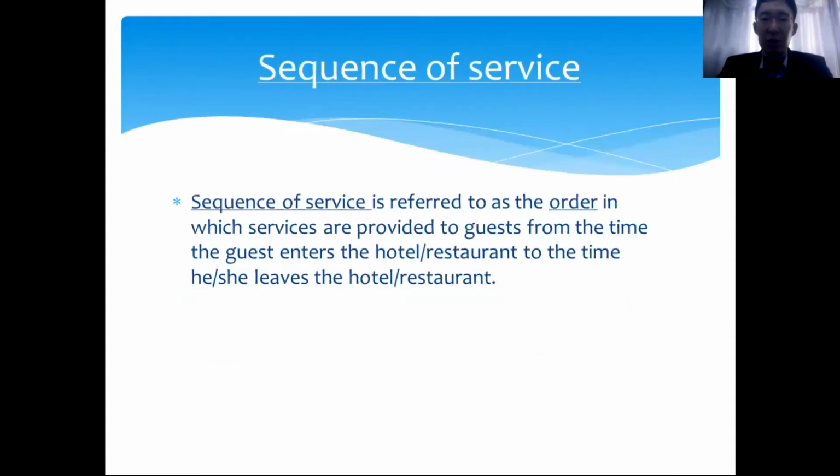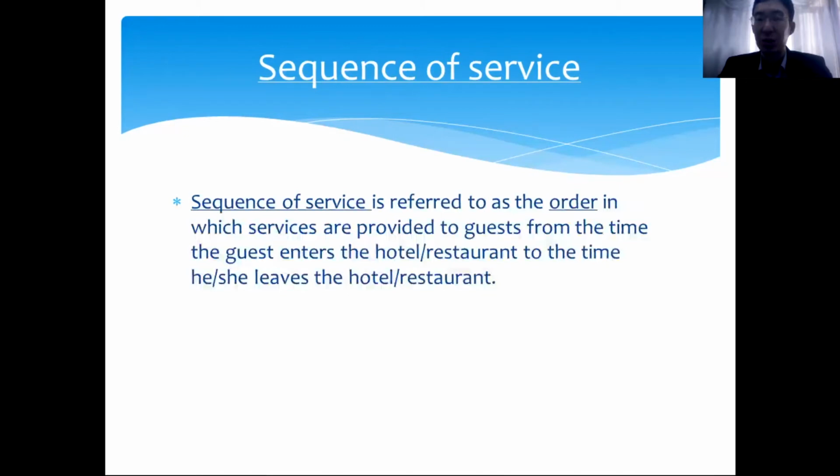The other thing we mentioned is the service cycle, the sequence of service, which was mentioned before. So sequence of service is referred to as the order in which services are provided to guests from the time guest enters the hotel or restaurant to the time he or she leaves the hotel or restaurant. So basically this is how it sounds. The key word here is the order. We should remember that we should not break the order.